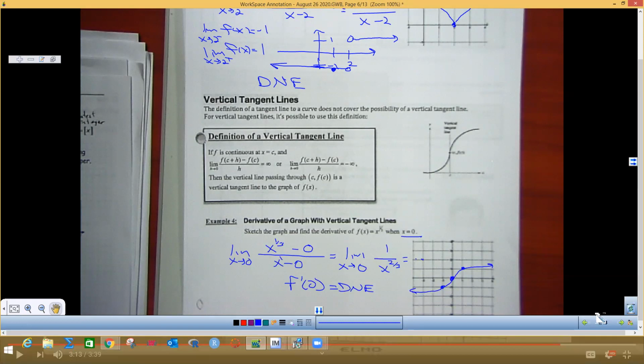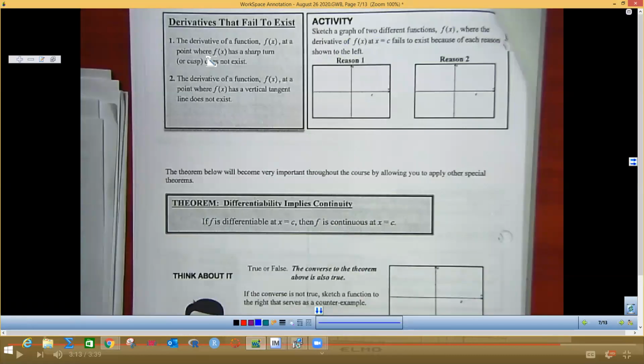Example 4, going on. This is where derivatives fail to exist. The derivative of function f of x at a point where f of x has a sharp turn, we just learned that, does not exist. And we learned this one, where it has a vertical tangent line, does not exist. So this says sketch a graph of 2 different functions where the derivative of f of x at c fails to exist because of each reason shown to the left.